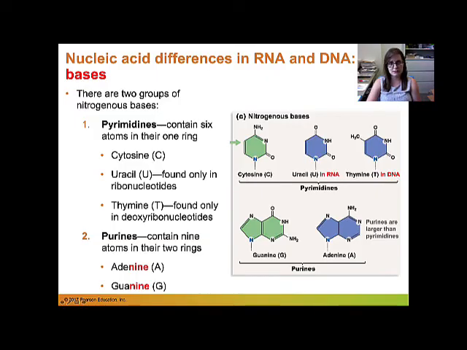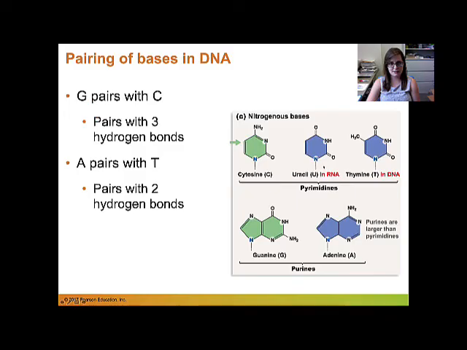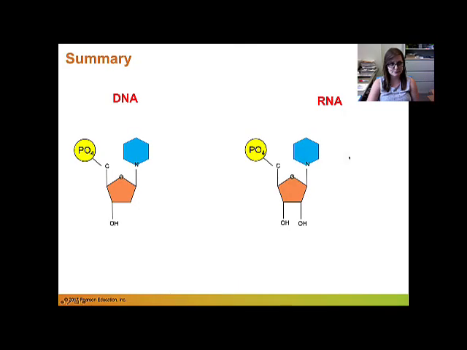So those are some differences in the bases. And as we'll talk about in the 3rd video, cytosine pairs with guanine in DNA, and they interact via hydrogen bonds, 3 hydrogen bonds. And in DNA, adenine pairs with thymine, and these pair by two hydrogen bonds. We'll talk about that later, but since we were talking about bases, I wanted to mention base pairing.